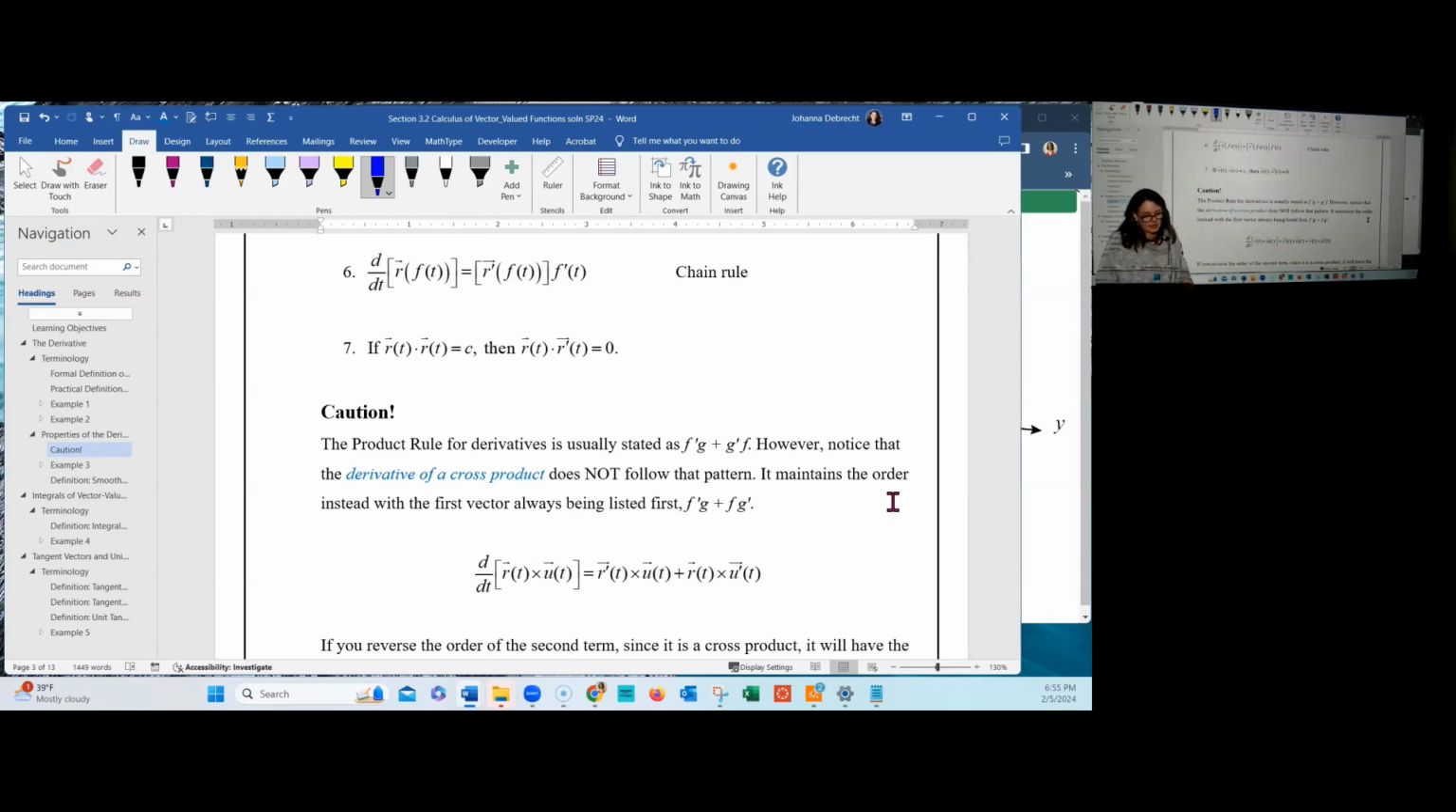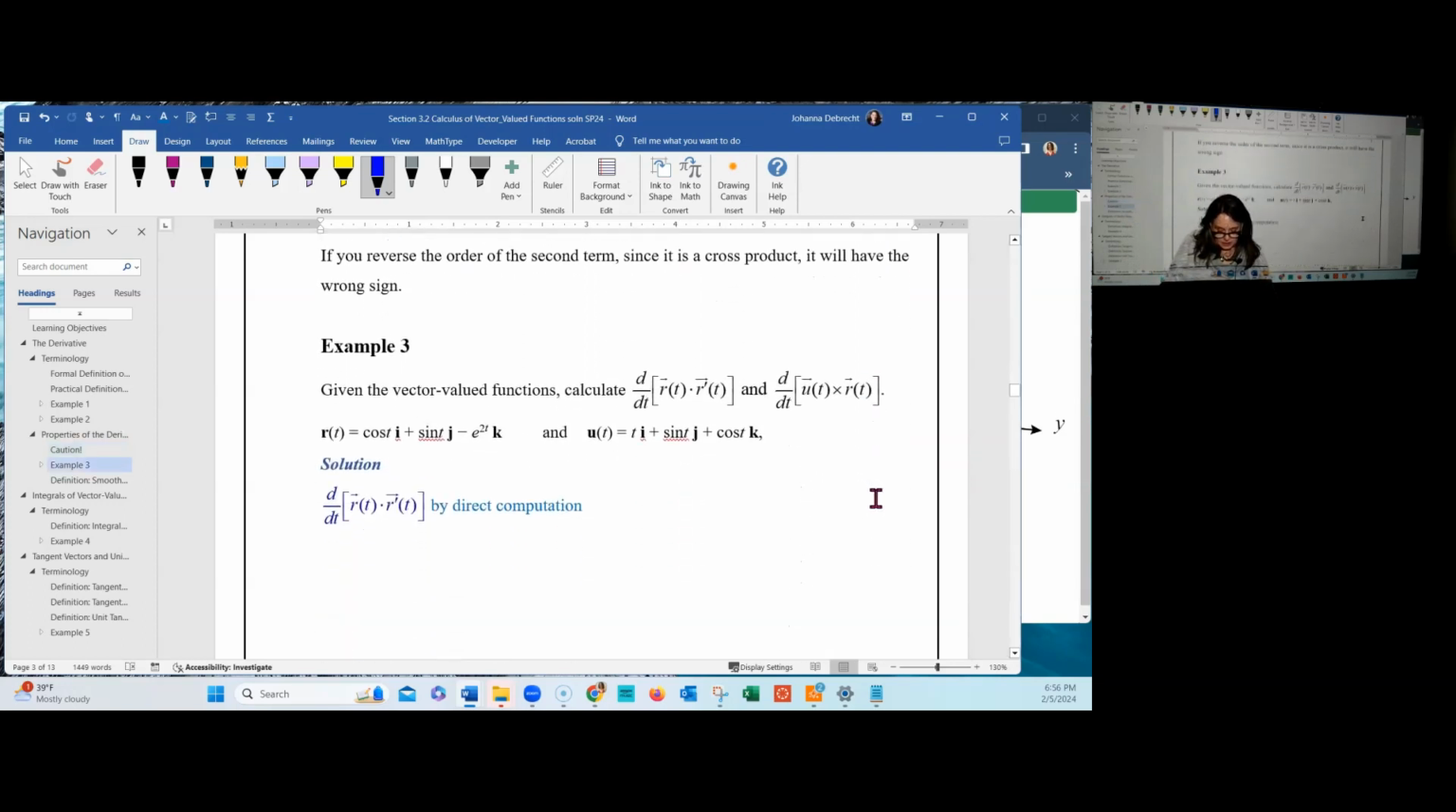All right. Now, remember, this caution is about the way that we typically wrote the product rule in Calculus 1. We typically wrote f prime g plus g prime f. But in the cross product, it has to be written f prime g plus f g prime. It doesn't matter for the dot product, and it doesn't matter for the product of a real valued function with a vector valued function, but it does matter for the cross product.